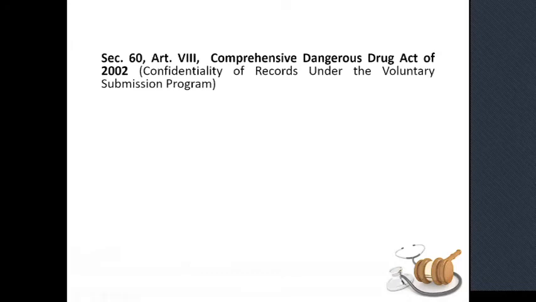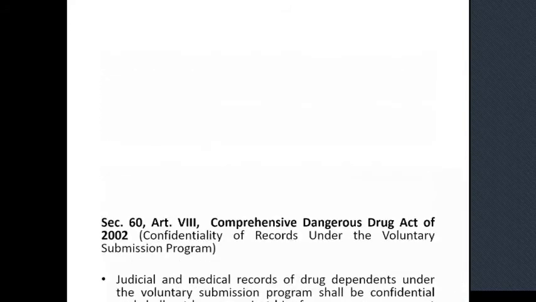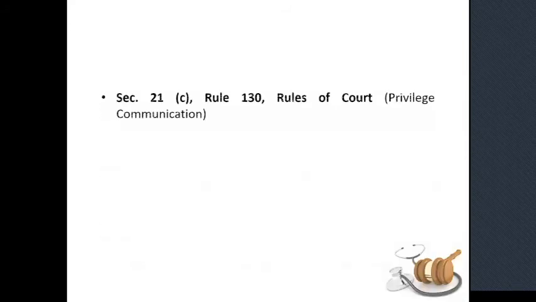Also, we have to maintain confidentiality of records. So aside from putting it into record, we should also protect confidentiality of records. The judicial and medical records of drug dependents under the voluntary submission program shall be confidential and shall not be used against him for any purposes, except to determine how many times before, by himself or through his parents, spouse, guardian, relative within the fourth degree of consanguinity or affinity, he voluntarily submitted himself to confinement, treatment, and rehabilitation in training centers.